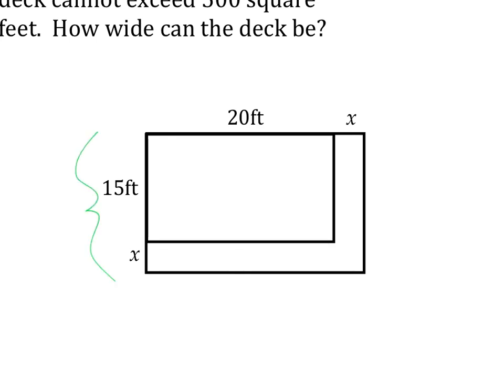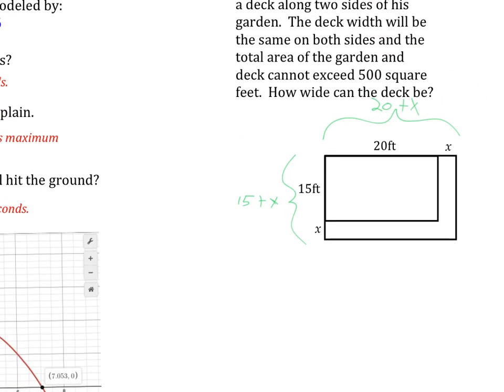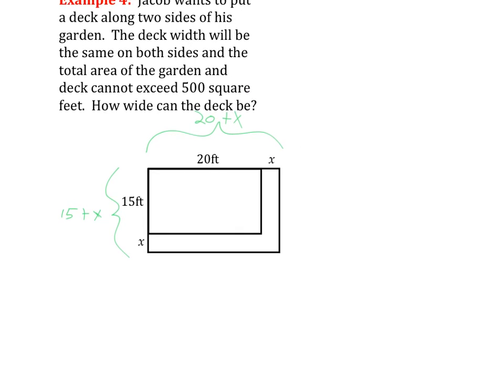this length here would be 15 plus whatever our mystery x value is, and we don't know what that is. 15 plus x. Same logic up here, but 20 instead. So 20 plus x. Okay. Now, I don't know the x dimension. However, I know that we cannot exceed 500 square feet. So I'm going to put equals 500. That's my absolute threshold, my absolute maximum.